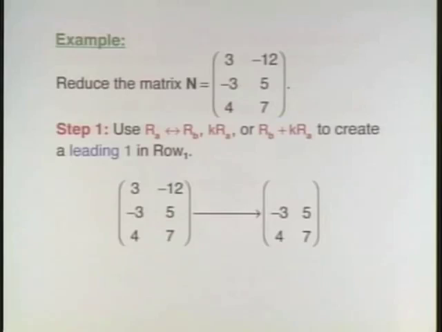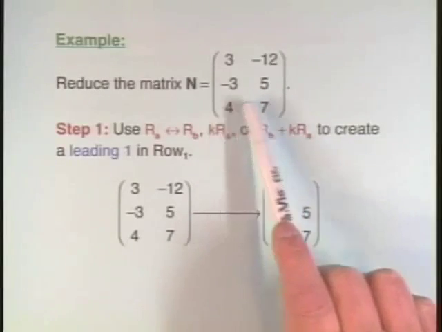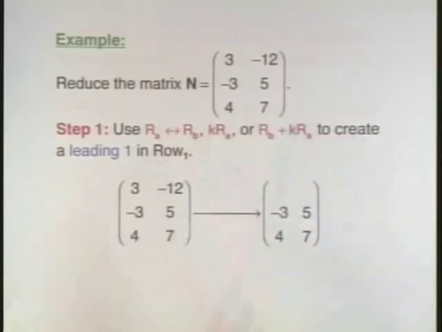Example. Reduce the matrix N equals the 3 by 2 matrix with entries 3, negative 12 in row 1, negative 3, 5 in row 2, 4, 7 in row 3. Step 1. Use row A switch with row B, a constant K times row A, or row B plus a constant times row A to create a leading 1 in row 1. Right now, row 1 has a leading 3. Using the operation K times R1, we can multiply row 1 by the number K equals 1/3 to change the leading 3 into a leading 1.